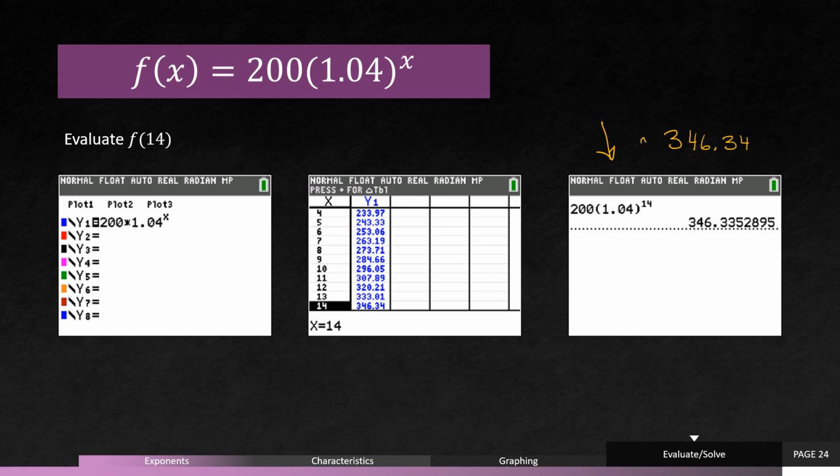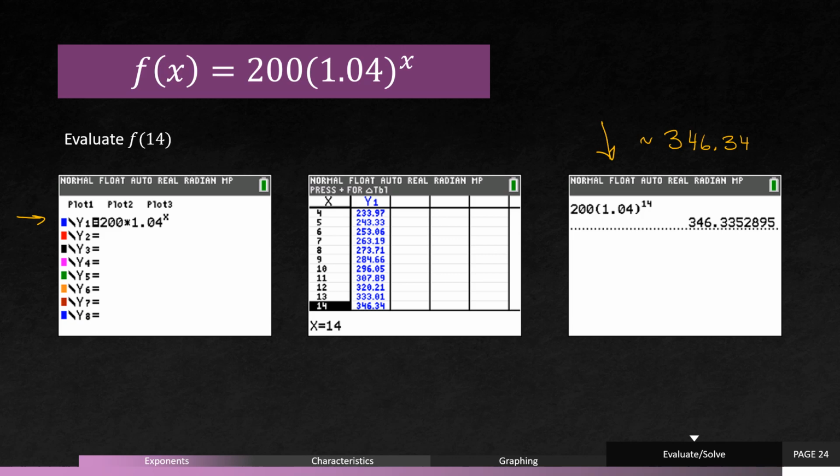346.34. And 2 decimal places is pretty common for exponential models, especially since a lot of times they deal with money. If I use the Y editor, I would type in that function, so we have 200 times 1.04 to the x. On here, notice I didn't bother with the parentheses on this version. On the other one, I used parentheses. You can enter it either way on either screen. This is just showing you 2 different ways to do it.